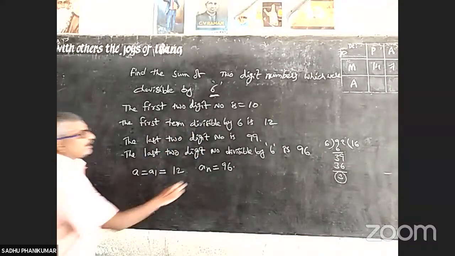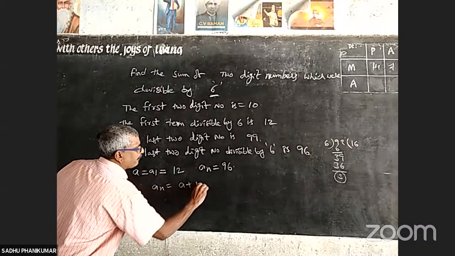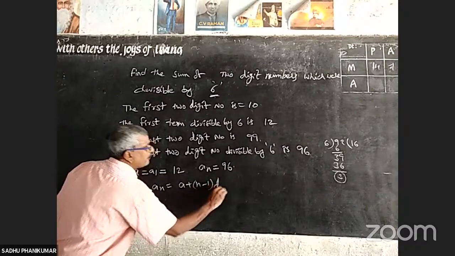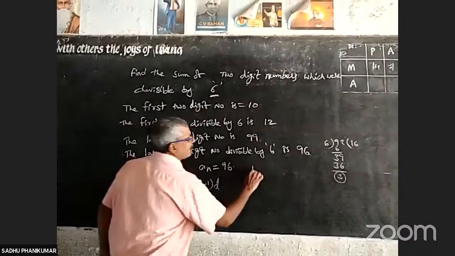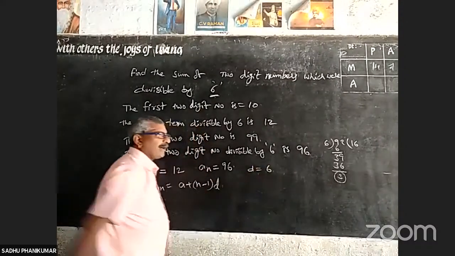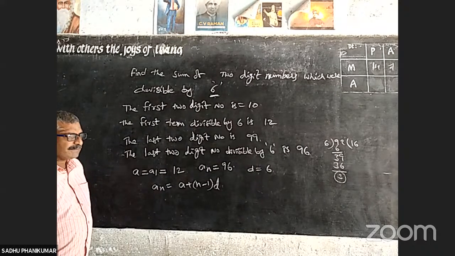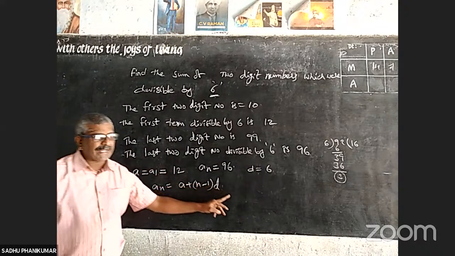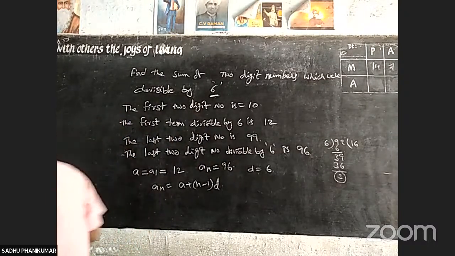So an is equal to a plus n minus 1 into d. And one more thing we have is d, which is 6, because these are all multiples of 6. By applying this, you will be able to get the answer.